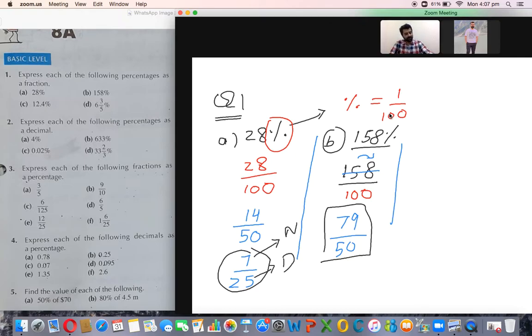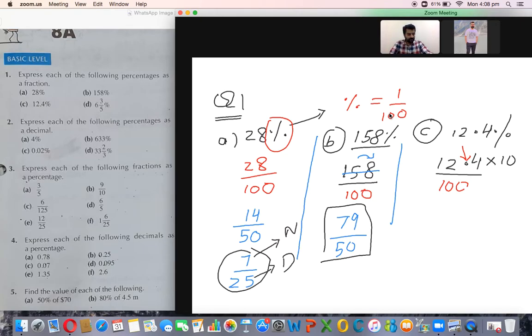Part number C, 12.4%. This is quite the same, but the only difference is that we have a decimal in this question, that is 0.4. First of all, remove the percentage sign, and when we remove it, we divide by 100. Now the next thing is to get rid of this decimal. If you have one digit on the right of the decimal point, in order to get rid of this decimal, multiply by 10. We have one digit on the right side of the decimal, so use 10 instead of 100. 100 will be used when you have two digits on the right of the decimal.